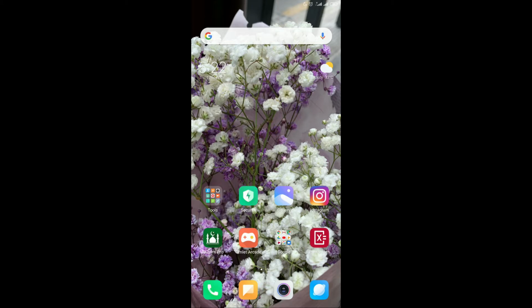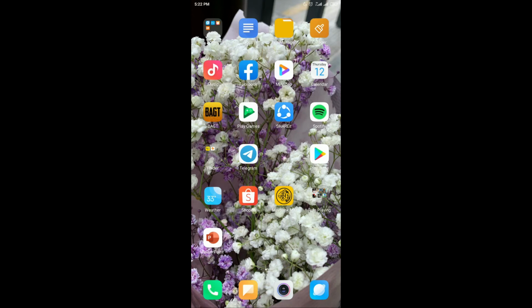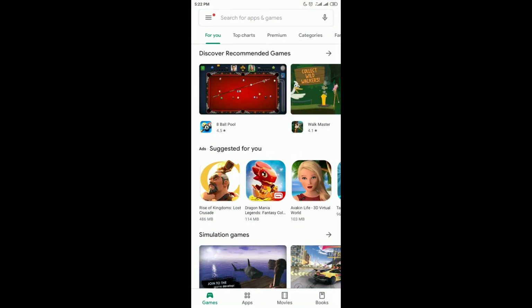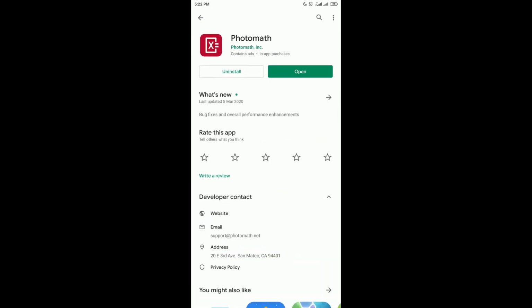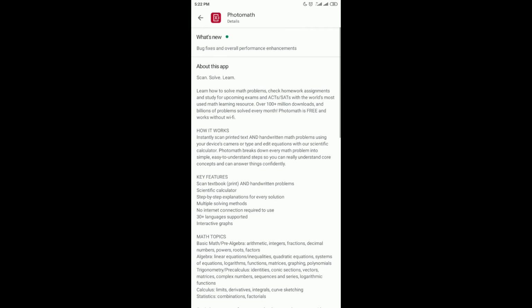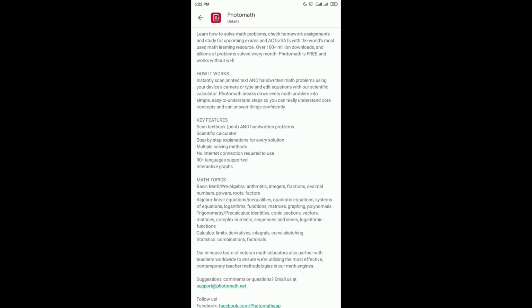So the application name is PhotoMath. This application can be downloaded at Play Store. Just open Play Store and type in PhotoMath and then download PhotoMath. Basically this application has many types of equations that it will solve.